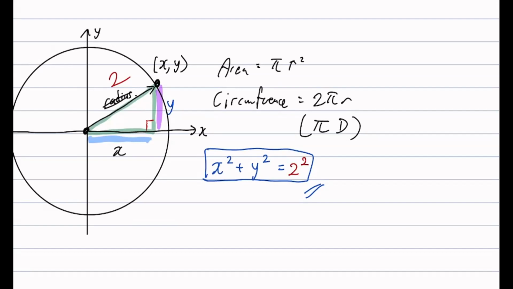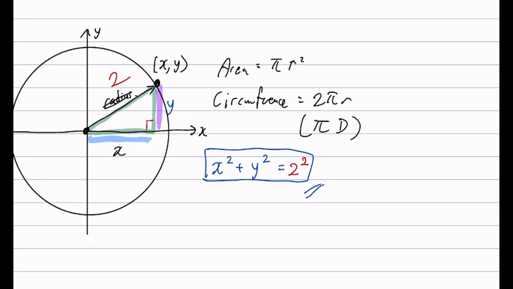Then in general, if you just keep on changing the radius, what happens? It just becomes x squared plus y squared equals something squared. In general, it will be radius squared. Do you agree? Okay. Now, why does this Pythagoras theorem give you the equation of a circle?